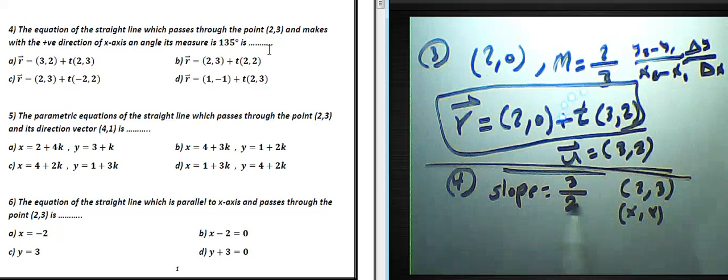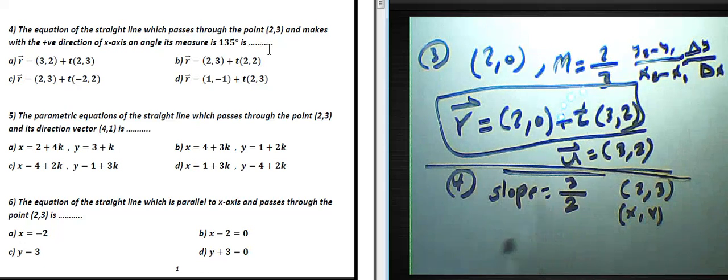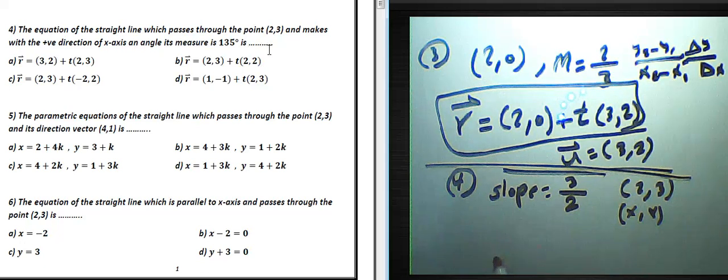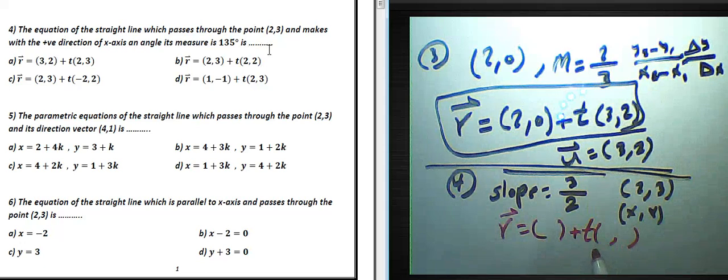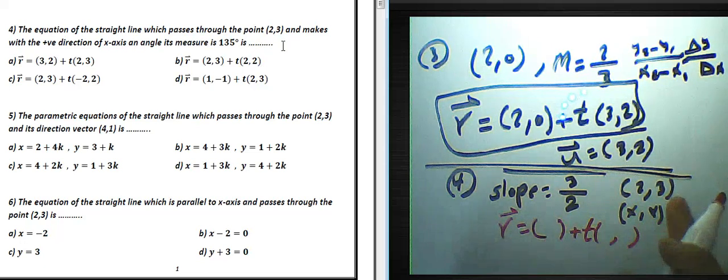Okay, my students, the slope will be what? 3/2. And he asked about what? Asked about r. We can write here r equal the point plus t multiplication by vector u. Okay, again, read with me again. The equation of the straight line which passes through the point, he gives us the point. Is this a point? Sorry, it's a point. Okay, 2 and 3. It's a point.